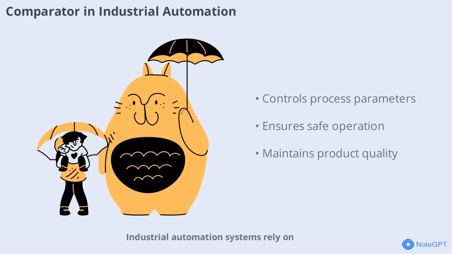Industrial automation systems rely on comparators for process control and monitoring. Comparators can compare sensor readings to set points, ensuring that machinery operates within safe limits. This real-time comparison helps maintain efficiency, safety, and product quality in manufacturing environments.